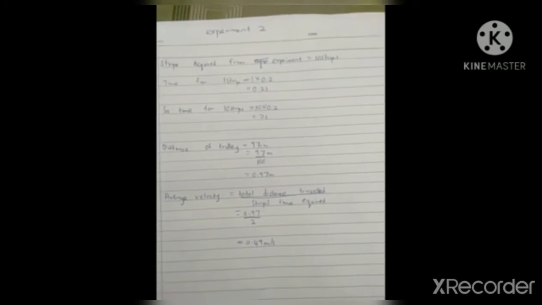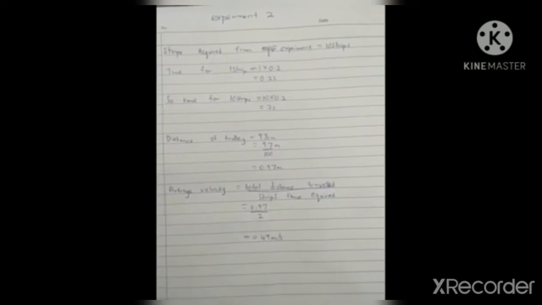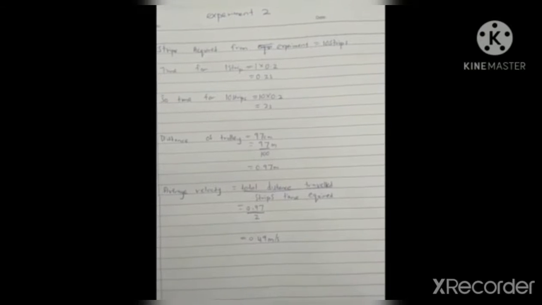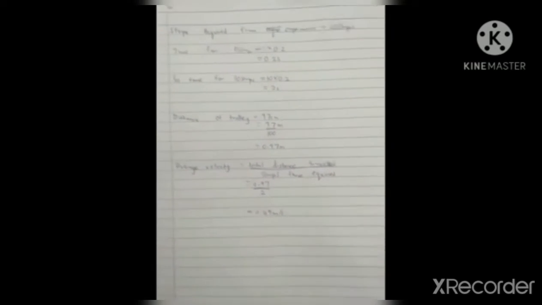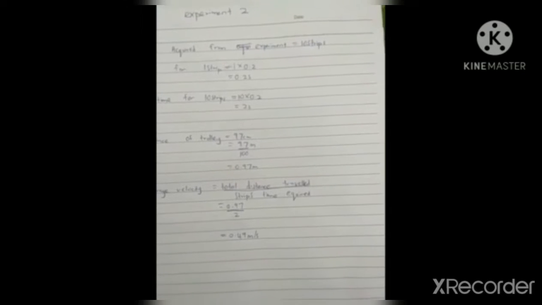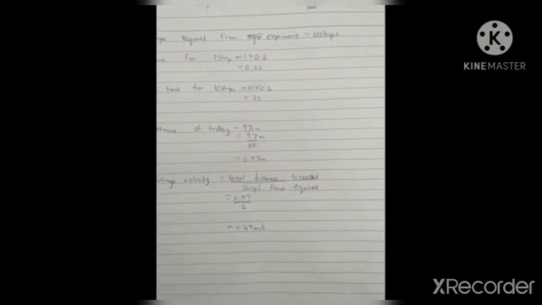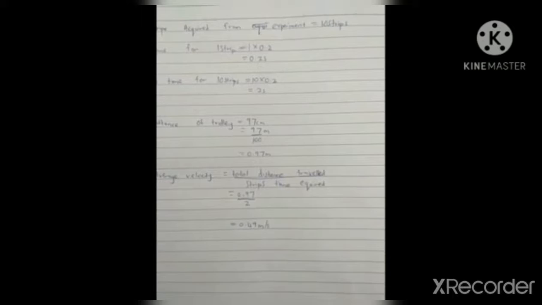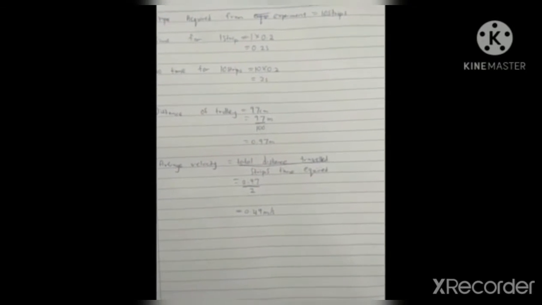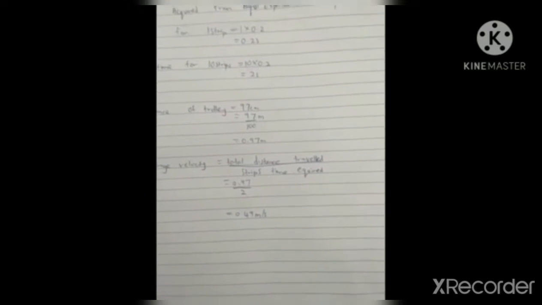Distance of trolley 97 centimeter, divided by 100, equals 0.97 meter. Average velocity equals total distance traveled divided by strip time, equals 0.97 divided by 2, equals 0.49 meter per second.